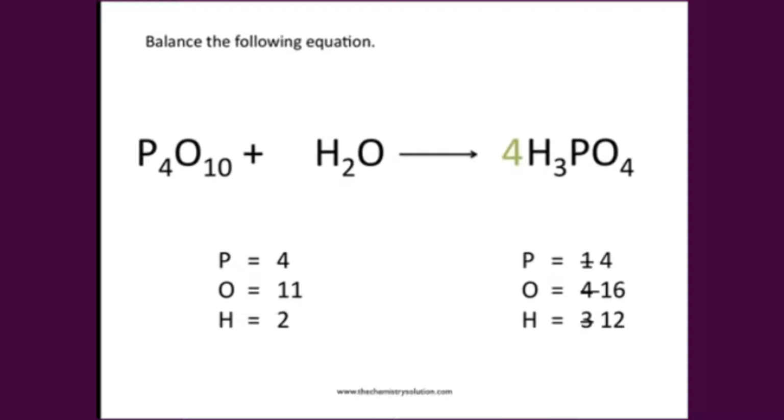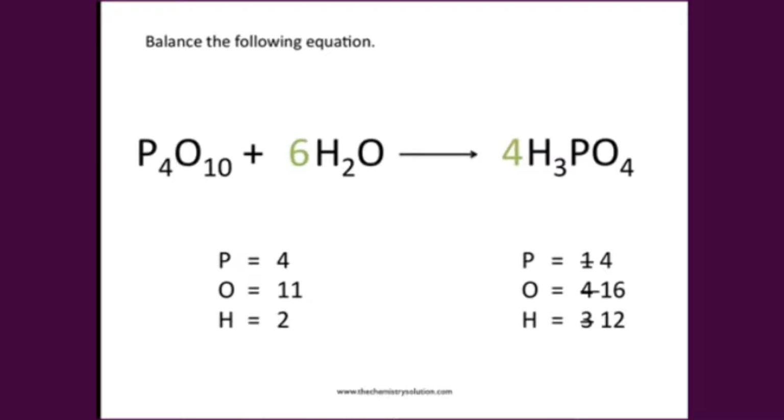Now that I've balanced the number of phosphorus atoms on the reactant and product side, I'm going to balance the number of hydrogen atoms next. So using the new number of atoms that I've calculated, I have 12 hydrogen atoms on my product side. In order to give me 12 hydrogen atoms on my reactant side, I know that I'm going to need to add 6 as a coefficient in front of H2O.